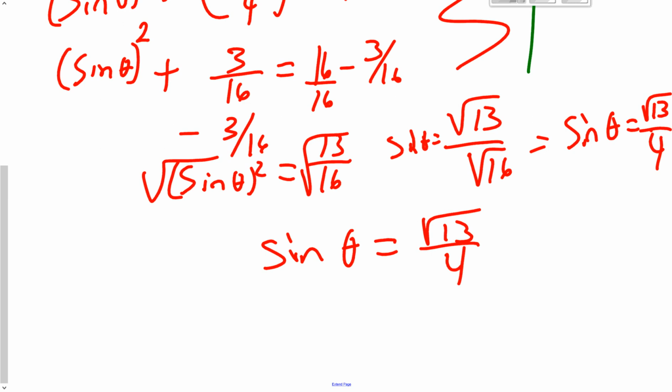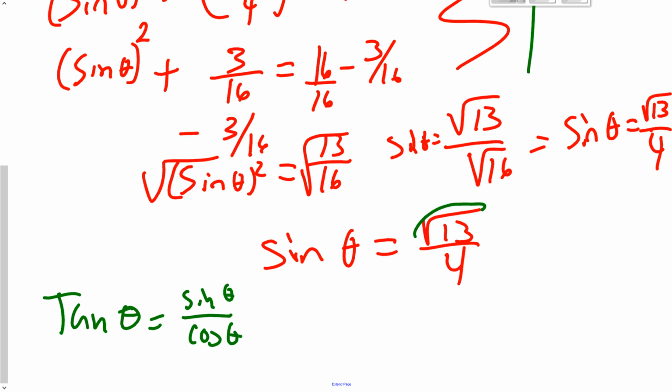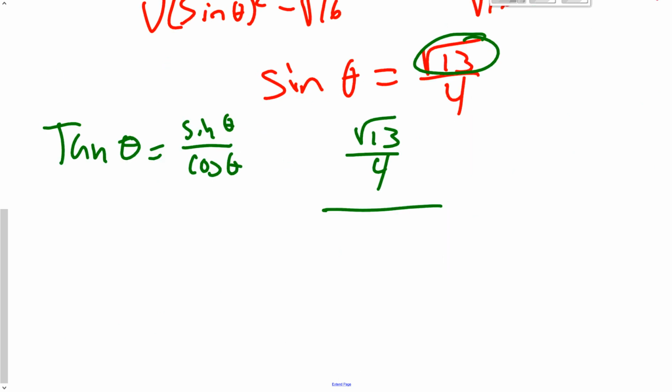Okay. And now we're going to find tangent, and we know tangent of theta is equal to sine of theta over cosine of theta. Now again, you can use your x over r, right? Because now you know your y, and tangent is y over x, so you know your y and x, and you could plug those in, yes. But what we want to do is use this identity, okay? So sine of theta is root 13 over 4, and I'm going to divide that by my cosine, which is negative root 3 over 4. Dividing by a fraction is like multiplying by its reciprocal.